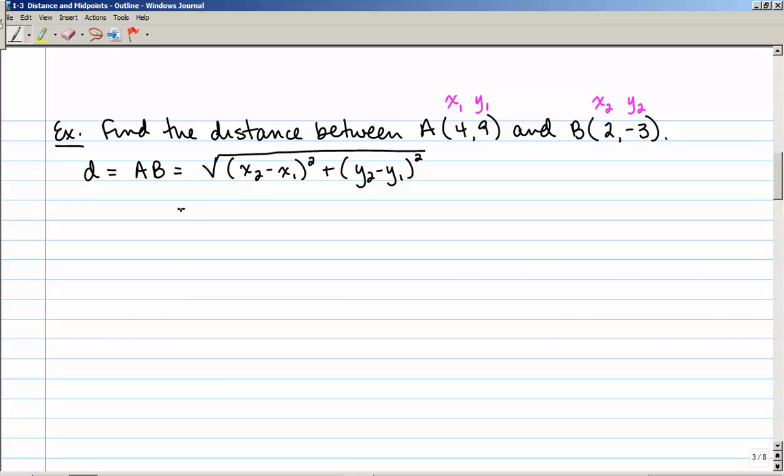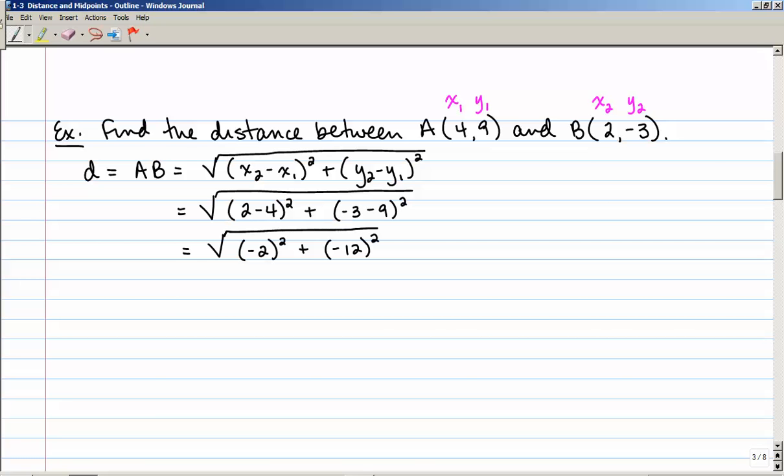So let's just plug in the numbers that we have. So the square root of 2 minus 4, squared plus -3 minus 9 squared, okay, which is equal to the square root of -2 squared plus -12 squared, and -2 squared is 4. -12 squared is 144. So the length is the square root of 148.